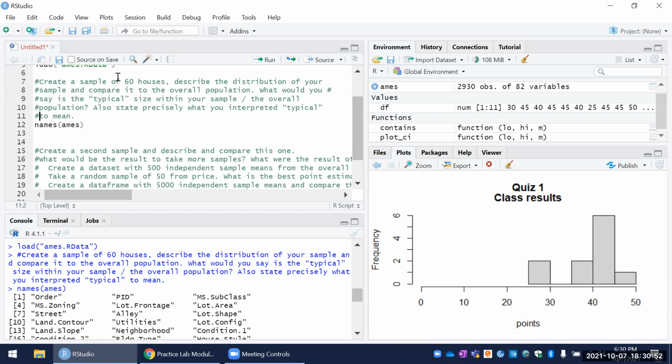Okay, create a sample of 60 houses, describe the distribution of your sample and compare it to the overall population. What would you say is the typical size within your sample, the overall population? Or is a state present what you interpret it typically to mean? So when I say size here, I mean this parameter. I want to understand the size of the greater living area.